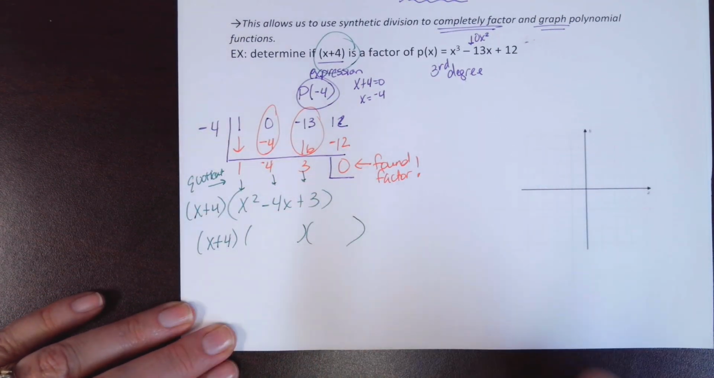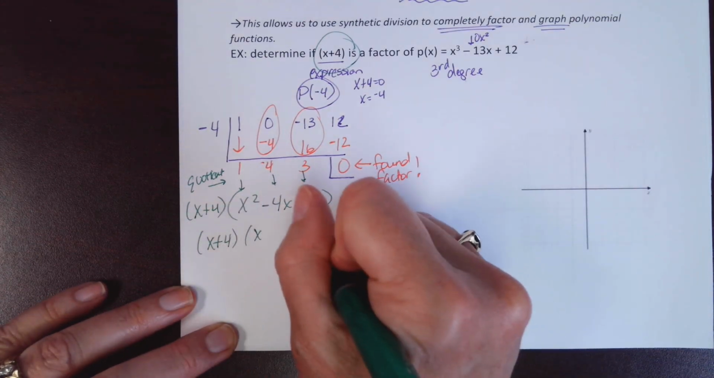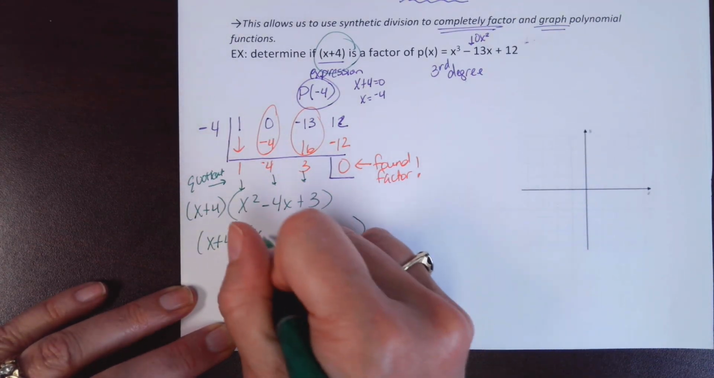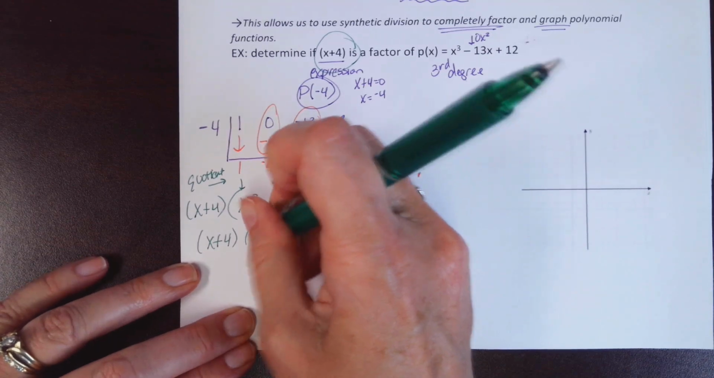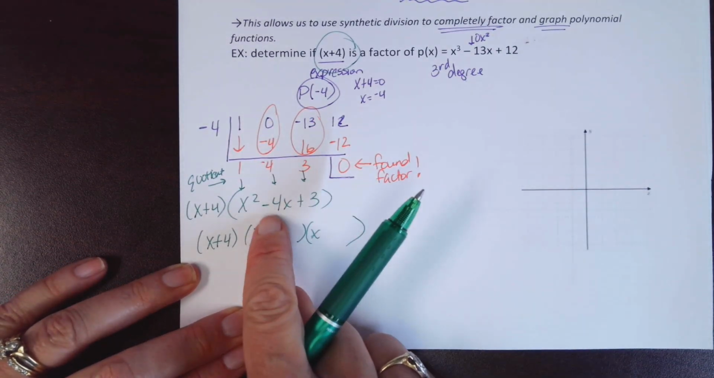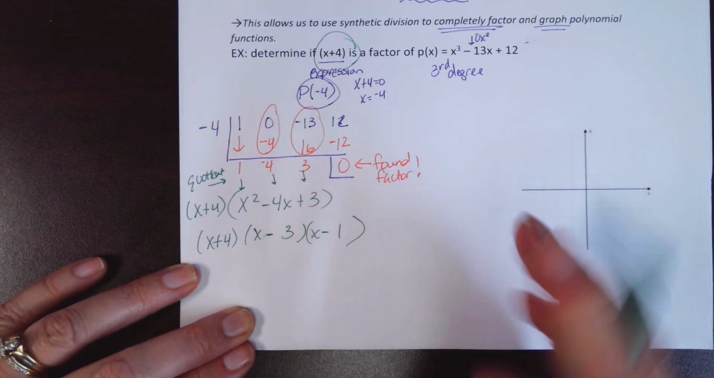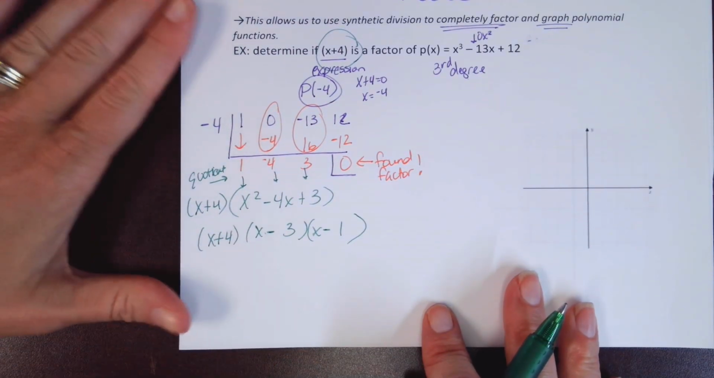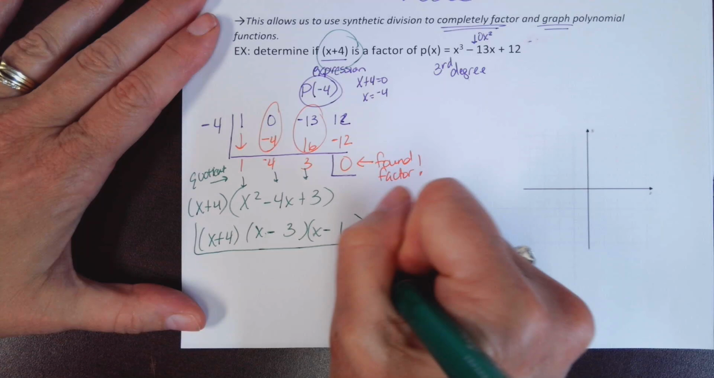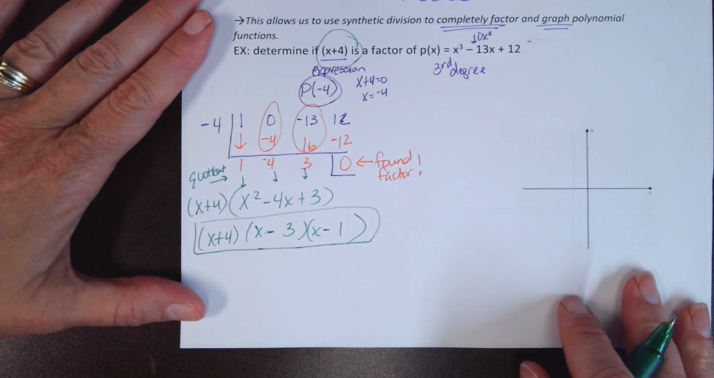I can factor out this quadratic. It's positive, so it's going to be both the same, but it's not going to be both plus. It's going to be both minus, because that sign in the middle is negative. 3 is still prime, so minus 3 minus 1. So there is my polynomial function completely factored.